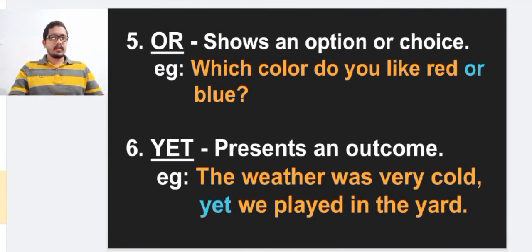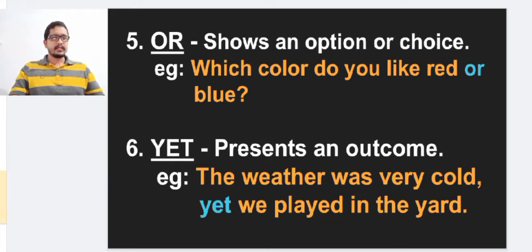Let's see the fifth one. Or shows an option or choice. Example, which color do you like, red or blue? Here the conjunction is or. It's connecting two noun phrases, red and blue, so no comma.